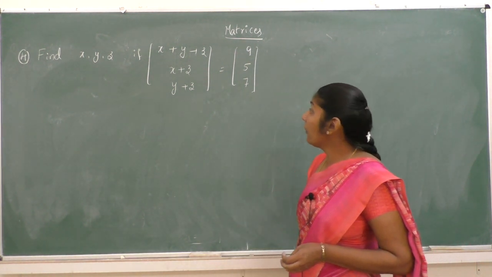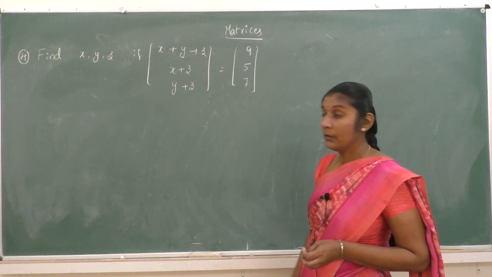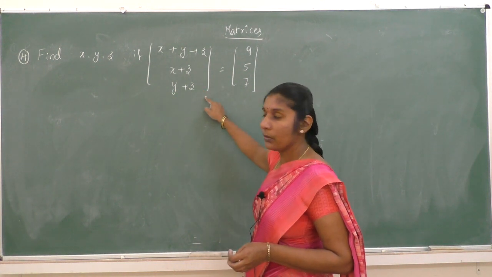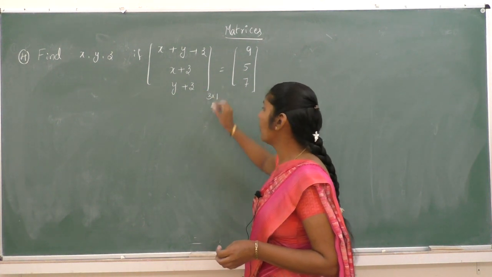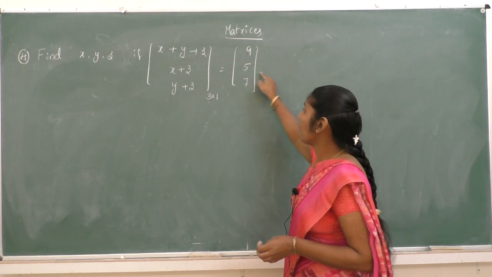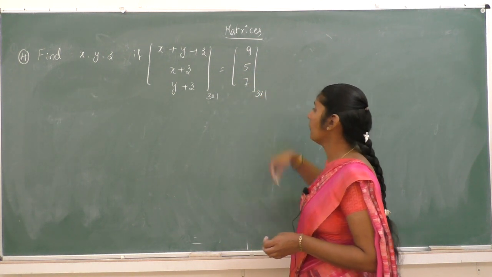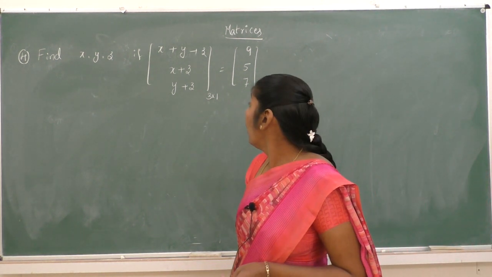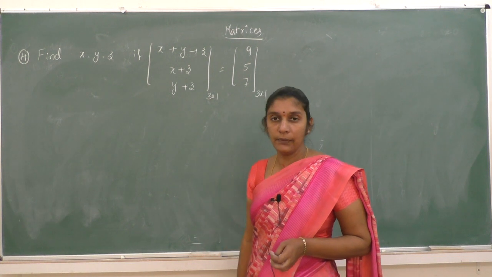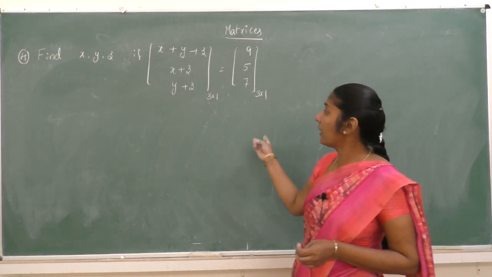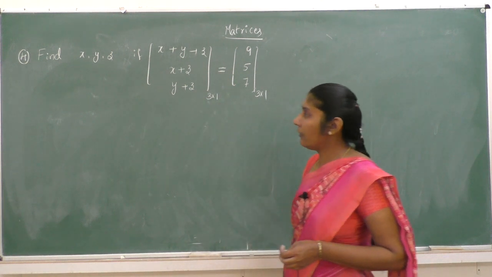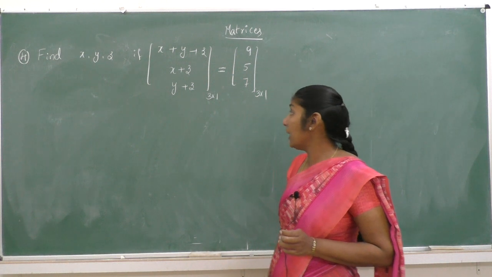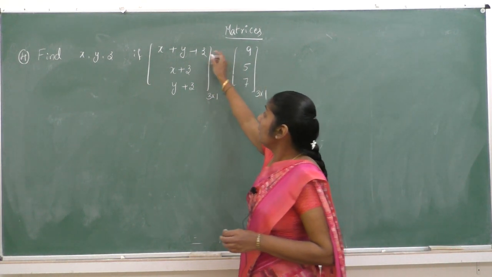So what is the order of this matrix? What is the order of this matrix? 1 row, 2 row, 3 row. How many rows are there? 3 rows, 1 column. First row, second row, third row, 3 rows, 1 column. So if the orders of the matrices are equal, then the elements must be equal if they are said to be equal. If they say they are equal, then they are already equal, so we don't need to worry about the order, I just revised that for you. Then now we must equate.